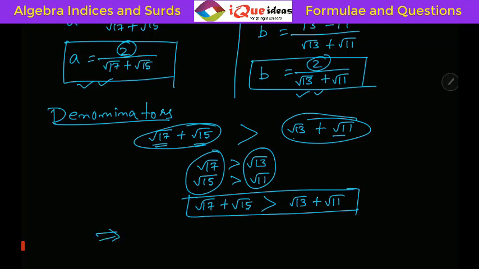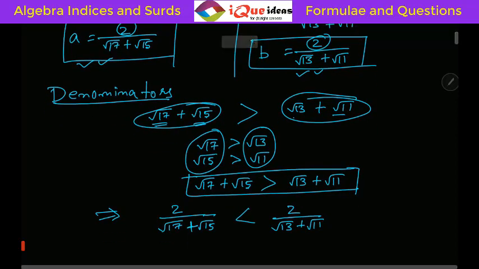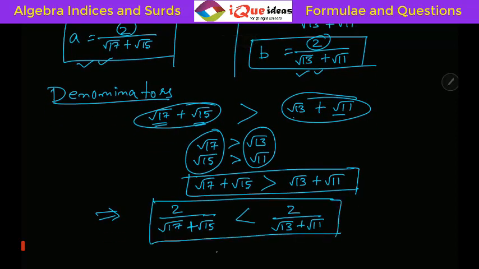Now this means that 2 divided by root 17 plus root 15 will be less than 2 divided by root 13 plus root 11. Why? Because if the denominator is high, the number is small. Okay. So this shows that A is less than B. Alright. So here the answer is A less than B. So this was a much simpler question actually. Alright. Now let's go to the next category of questions.